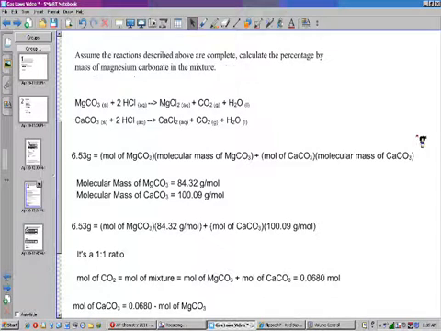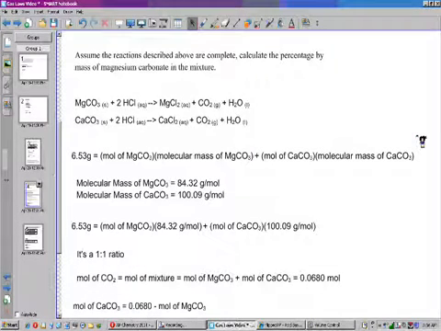The next problem is a little bit harder. Assume the reactions described above are complete. Calculate the percentage by mass of magnesium carbonate in the mixture. So there are two reactions going on. I wrote the equation for both. Magnesium carbonate plus hydrochloric acid yields magnesium chloride plus carbon dioxide plus water. And then there's also calcium carbonate plus hydrochloric acid yields calcium chloride plus carbon dioxide plus water.